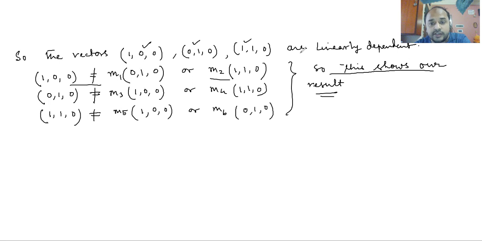Someone has written, Dheeraj Kumar. Yeah, Dheeraj Kumar has rightly answered. 1 0 0, 0 1 0, 0 0 1, these vectors are linearly independent, so this example will not count over here. So linearly independent.